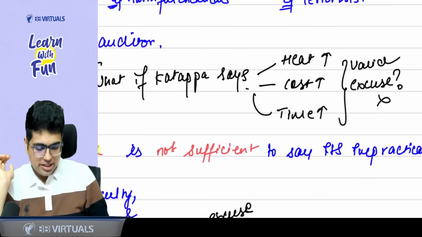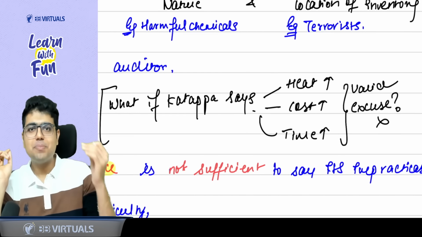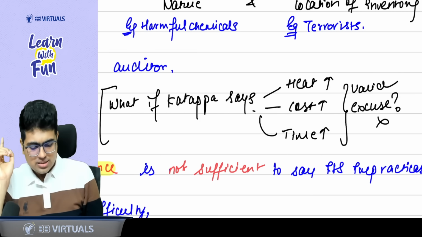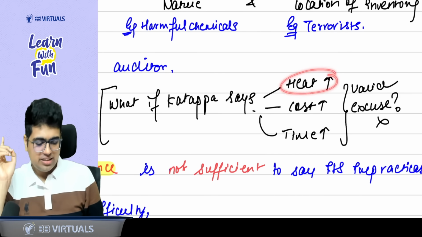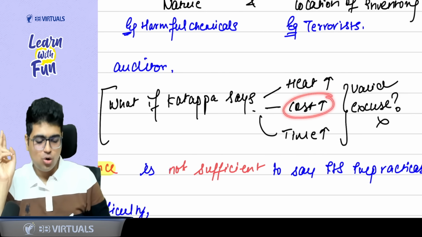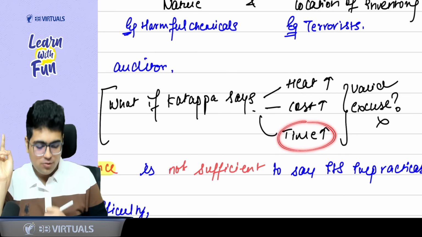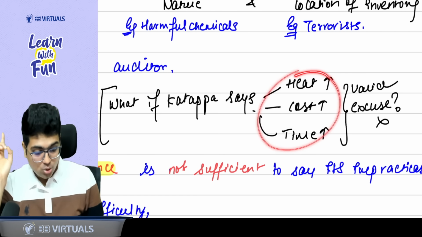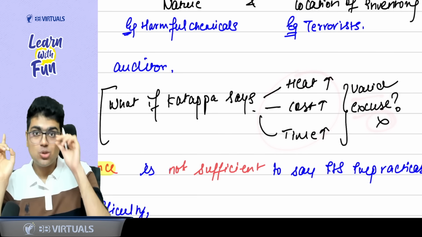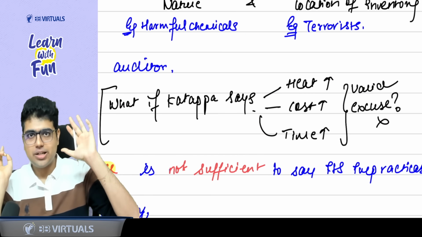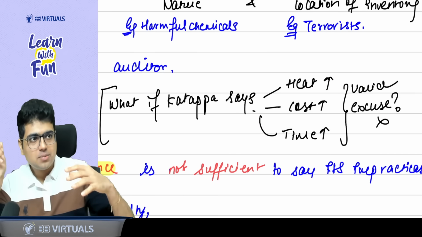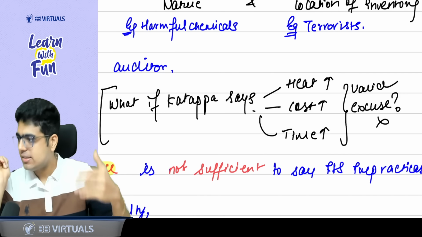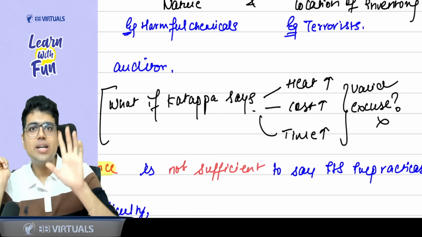Then in the second point, you write, what if Katappa says, okay? Katappa is our article intern. What if Katappa says, there is so much heat, there is so much cost involved, there is so much time involved in inventory count. Do you think these reasons are impracticable? No, this is not a valid excuse. This is not impracticability. So if you are facing some difficulty, if you are taking more time, if it is involving more cost, it is not impracticable.